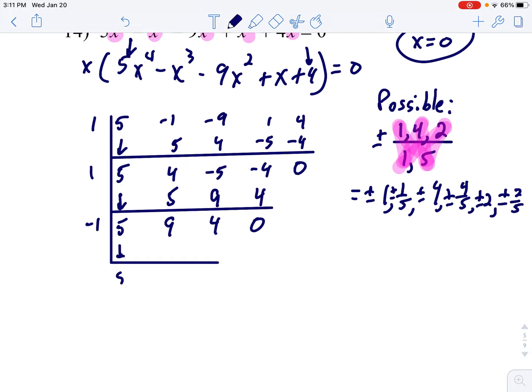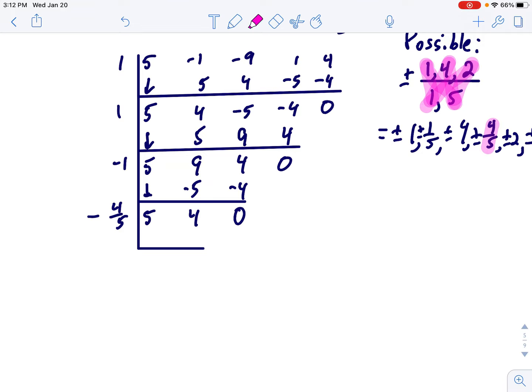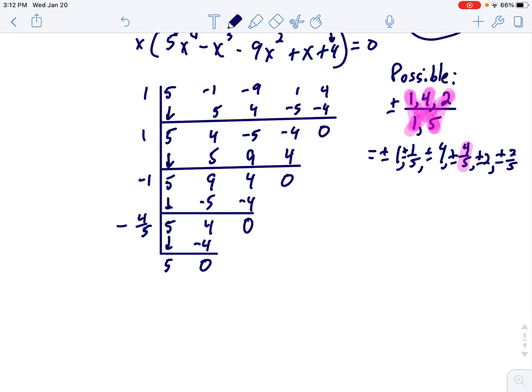Let's try -1. Bring down a 5. -1 times 5 is -5. 9 minus 5 is 4. -1 times 4 is -4, and that's 0. And now for the last one, to cancel out the 4 and the 5, I bet I'm going to have to use 4/5. And again, it's going to have to be negative because both of these numbers are positive. So bring down the 5. -4/5 times 5, the 5's cancel. That's -4. 4 minus 4 is 0.